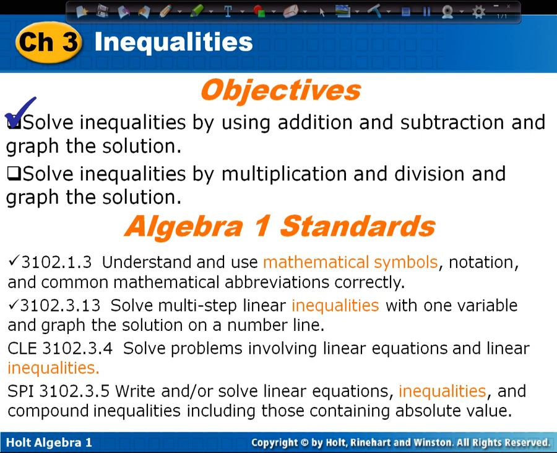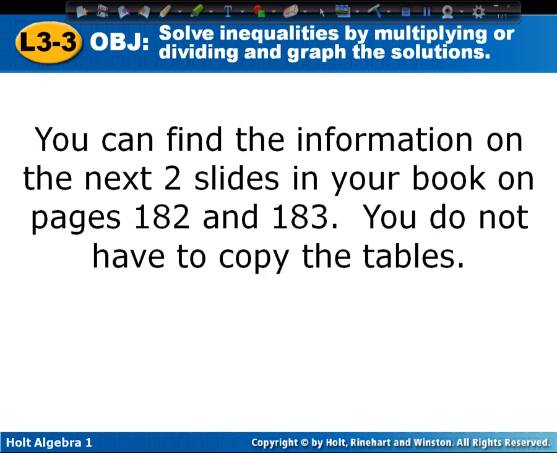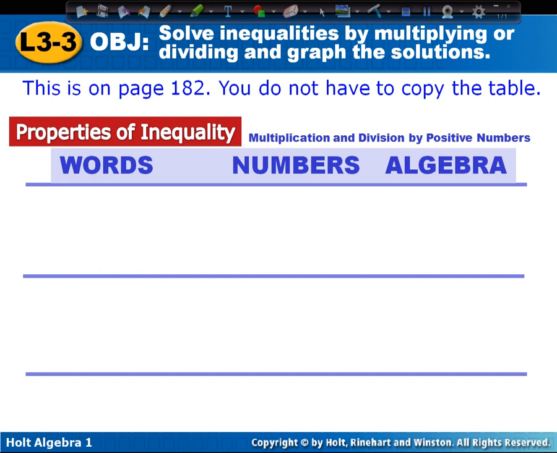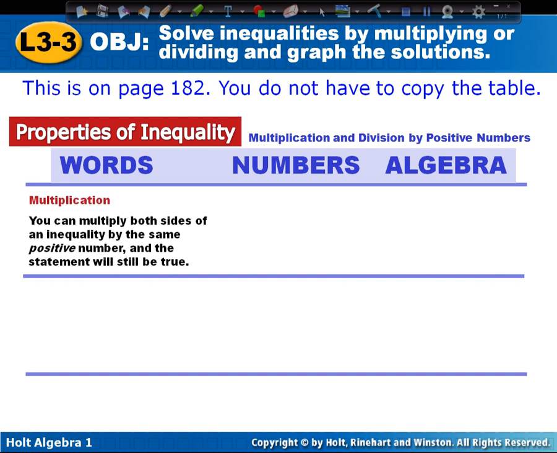Now we're going to look at multiplication and division. You can find the information on the next 2 slides in your book on page 182 and 183, you do not have to copy the tables. This says the property of inequalities. It says multiplication. You can multiply both sides of an inequality by the same positive number and the statement will still be true. So if I have 7 is less than 12 and I multiply both the 7 and the 12 by 3, I get 21 is less than 36, and that's still a true statement. So it's basically saying I can multiply both sides of the inequality by the same number.